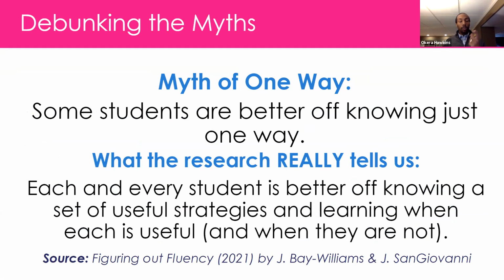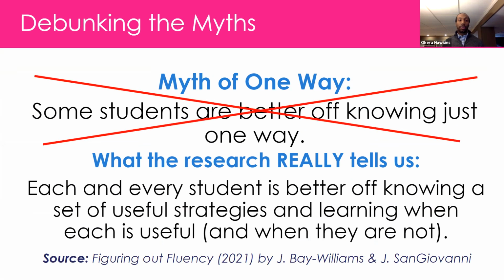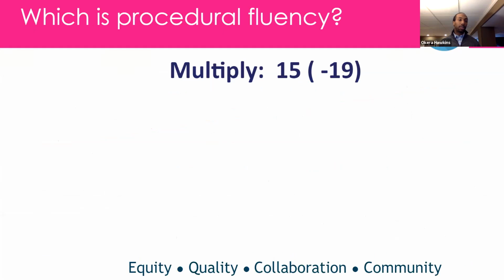One myth about fluency is that some students are better off knowing just one way. And we know that's definitely not true. There's a lot of research that says that students are better off knowing a set of useful strategies and knowing how each is useful and when they are not. So if we have the opportunity, we want to show students multiple ways to attack a problem as opposed to showing them one way, because that's going to give them that connection to those different representations, which definitely connects to deeper understanding of mathematical concepts.